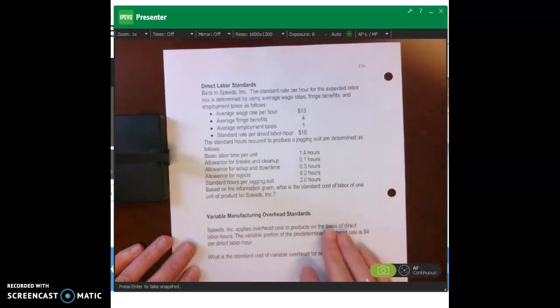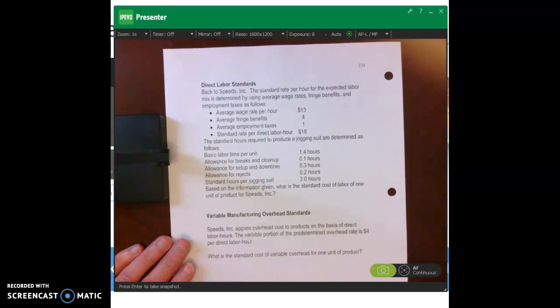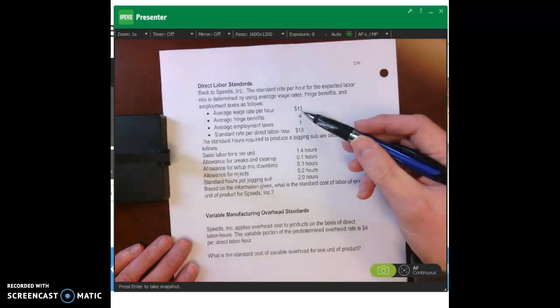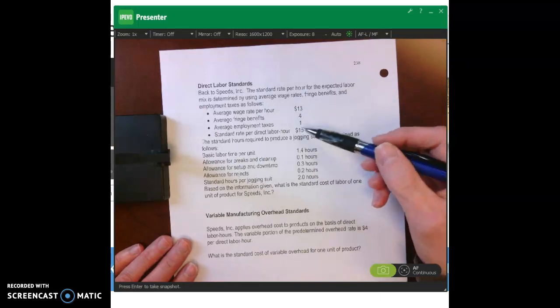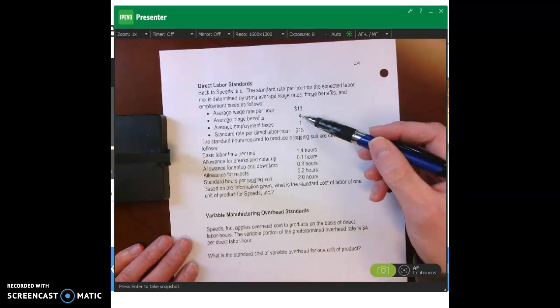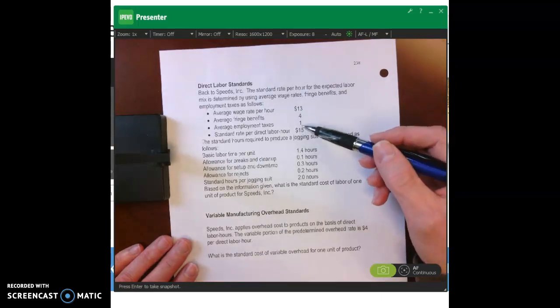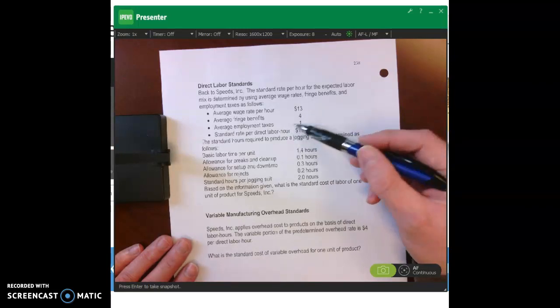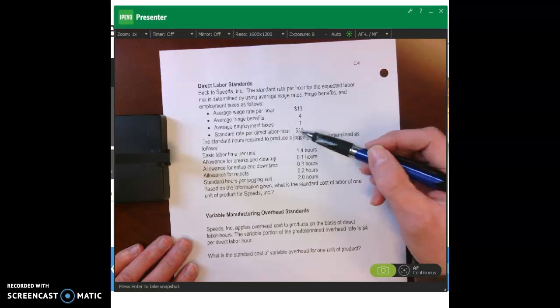Now what we can do is we can go ahead and look at this in terms of our direct labor. We can say here's our average wage rate, $13 an hour. We have our fringe benefits of $4 an hour. Our employment taxes, that gives us $18 per hour. This is our price standard for labor.